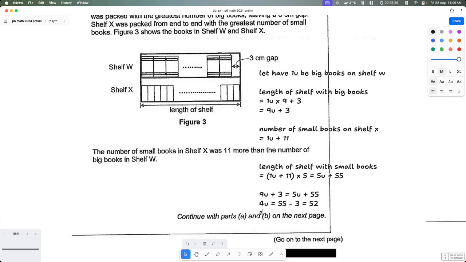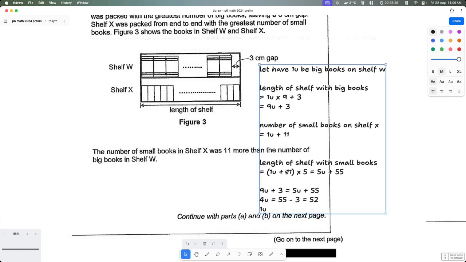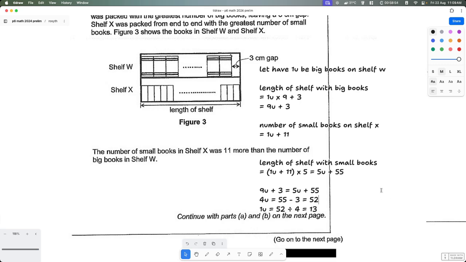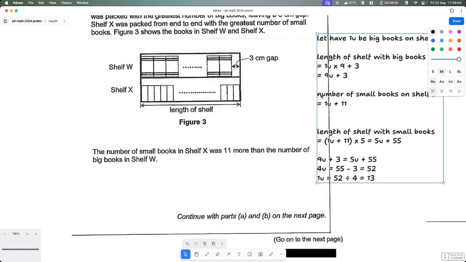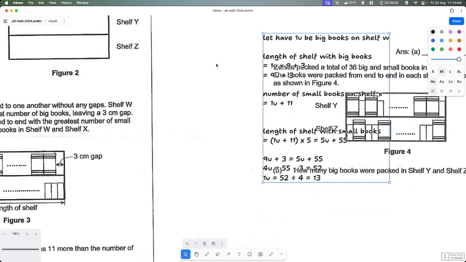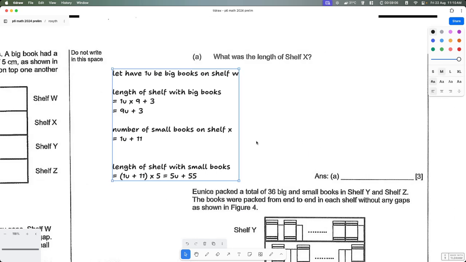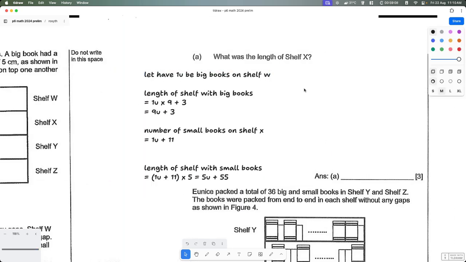52. Then 1 unit will be equal to 52 divided by 4. Use the calculator, this will give us 13. So now with this, we can know the length of the shelf. So in this case, let's move our workings on top over here. We can use either the length of the shelf with big books or small books.